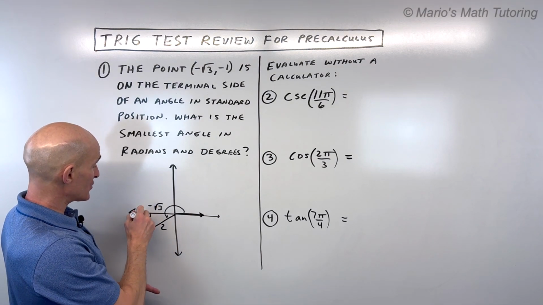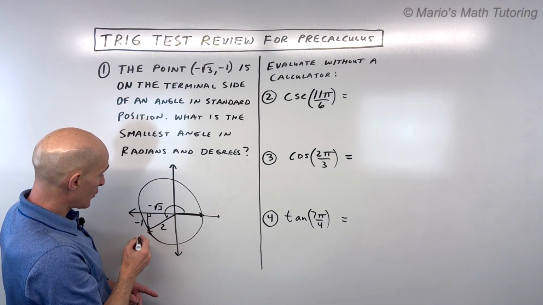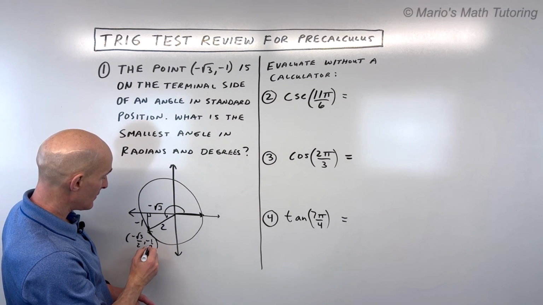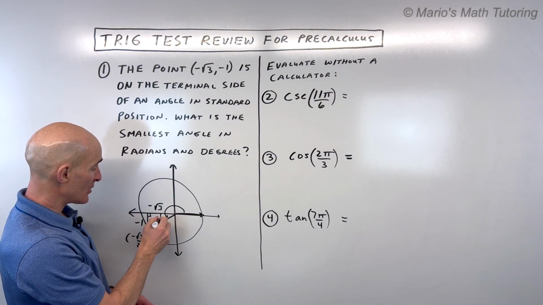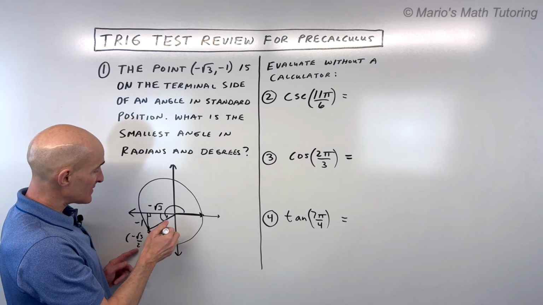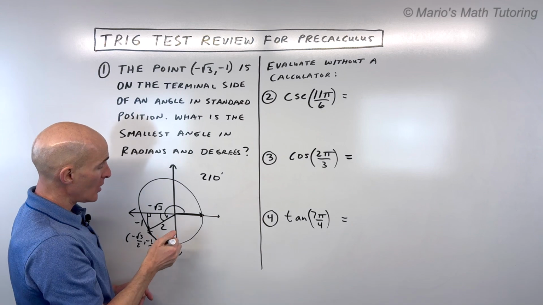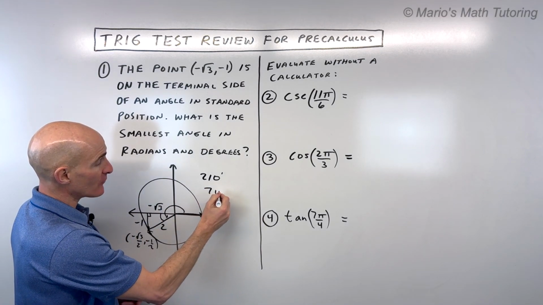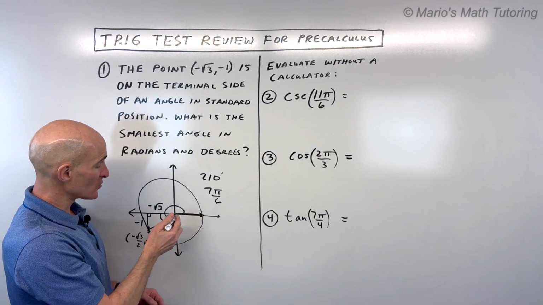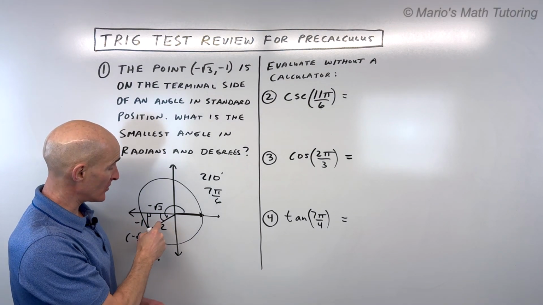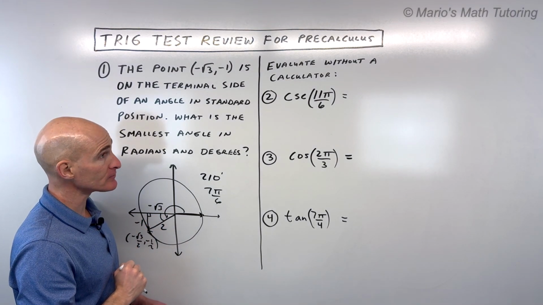And the point on the unit circle that corresponds to the point negative root 3 over 2, negative 1/2 is at a 30-degree reference angle, which means that this is going to be 210 degrees, if we're doing the angle in degrees, or 7 pi over 6 if we're in radians. So the key here was really drawing the triangle and then recognizing that this is a special right triangle. It's a 30, 60, 90 triangle.